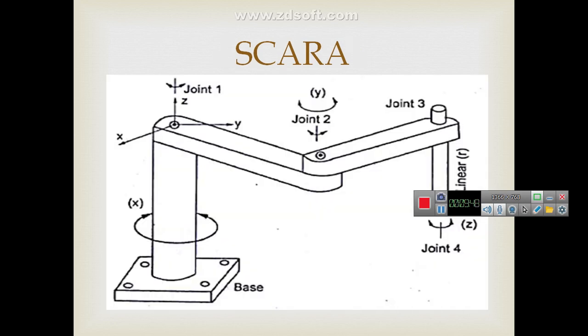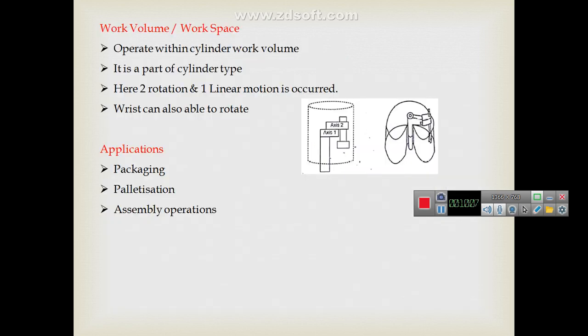So this is the SCARA robot diagram. At the base, 3 joints have to be connected, and one linear motion. That is the meaning, and the diagram is clearly showing it here. Joint 1, joint 2, joint 3, and joint 4 uses a linear movement. 3 joints we have used with rotational movement. That is the concept of the SCARA robot.